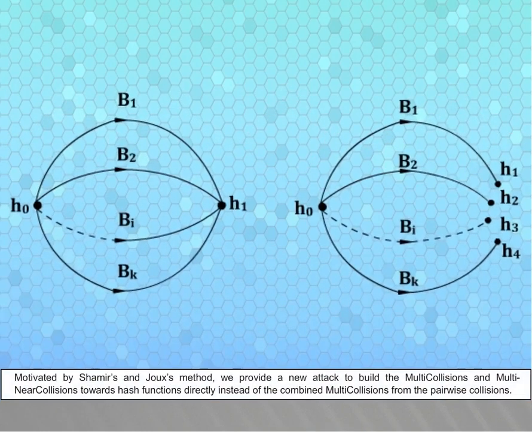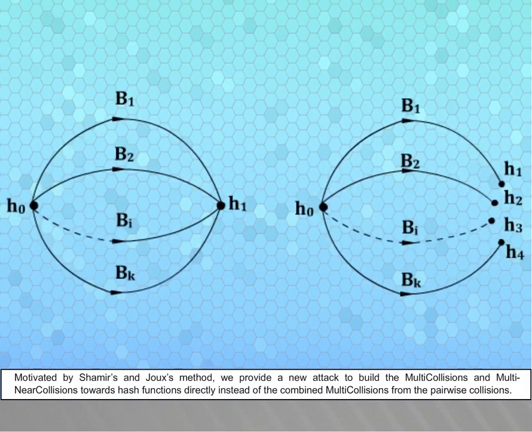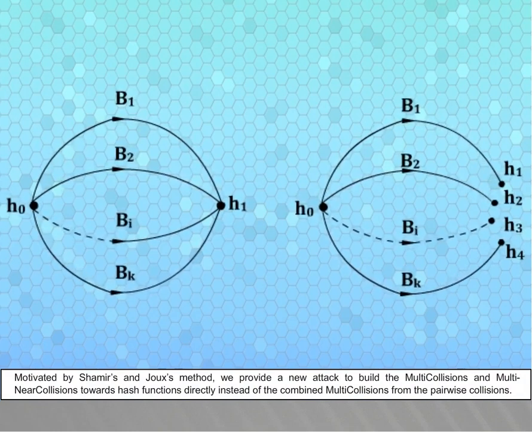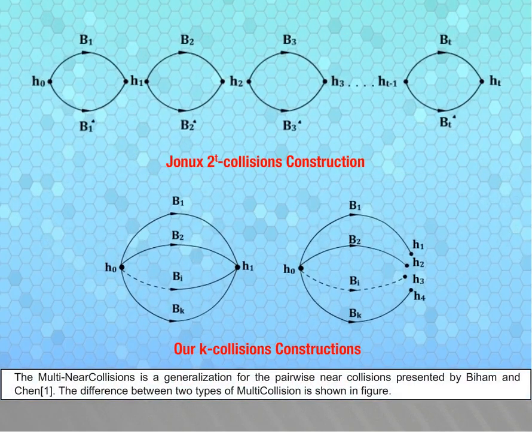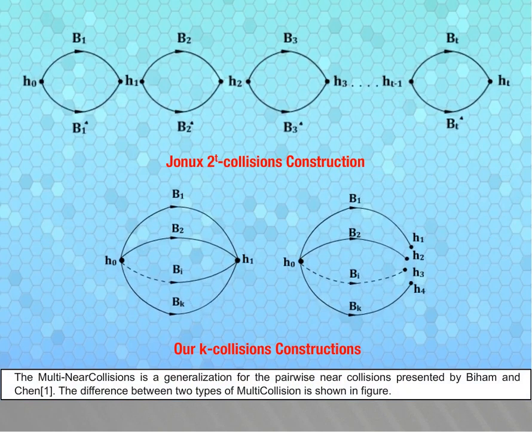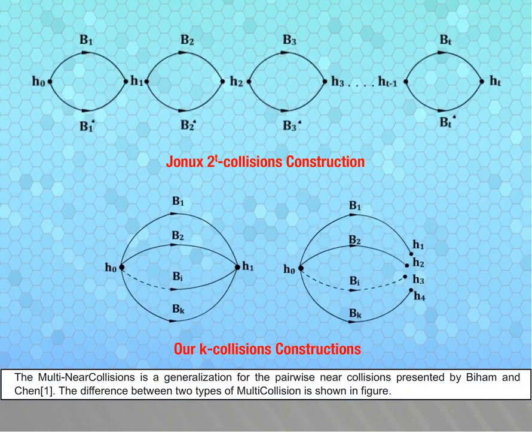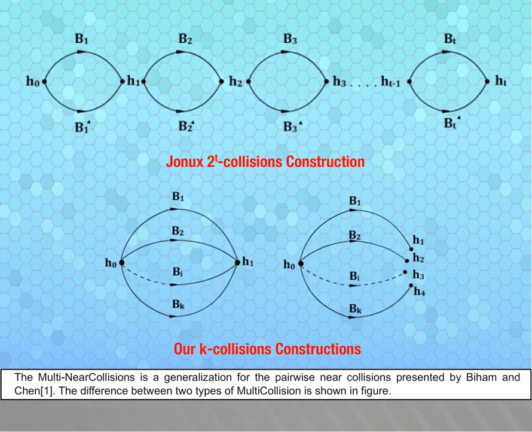Motivated by Joux's method, we provide a new attack to build multi-collisions and multi-near collisions towards hash functions directly, instead of combining multi-collisions from pairwise collisions. The multi-near collisions are a generalization of the pairwise near collisions presented by Biham and Chen. The difference between the two types of multi-collision is shown in the figure.